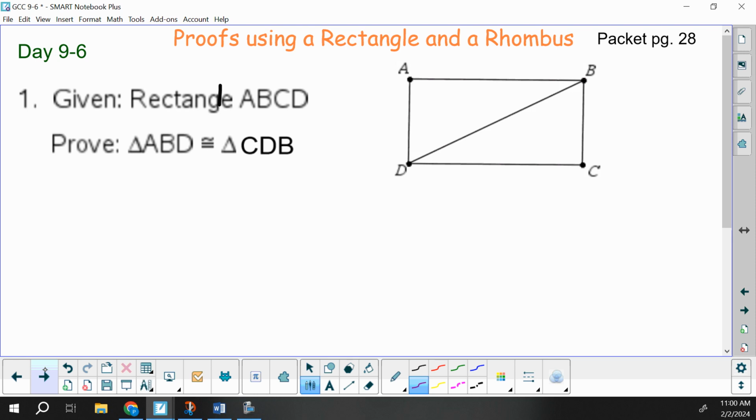All right, we're going to be over on packet page 28. We are going to do some proofs today that have rectangle and rhombus. So keep in mind on our card, rectangle does not imply only 2 things. Rectangle implies all of the parallelogram things, as well as the 2 new things. So really a rectangle implies 7 different things. A rhombus does not only imply the 3 things on the card, it also implies all the parallelogram stuff as well. So a rhombus really implies 8 different things.